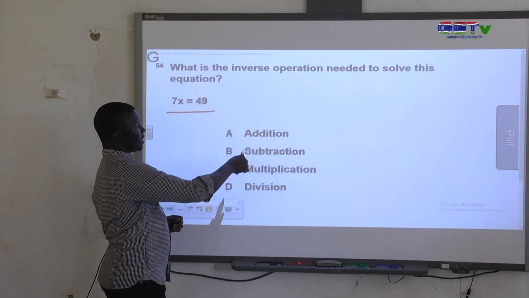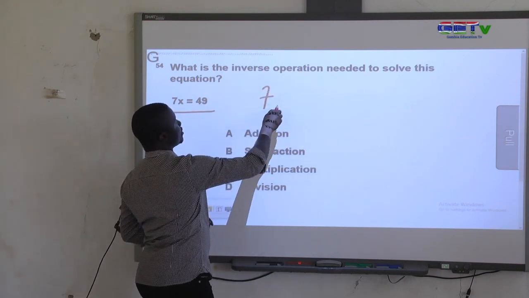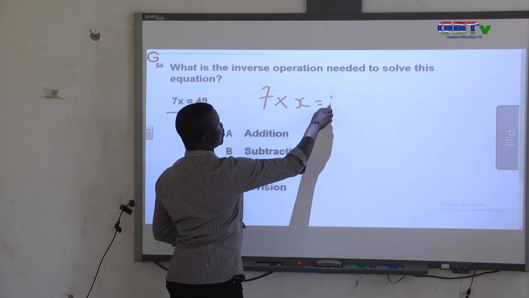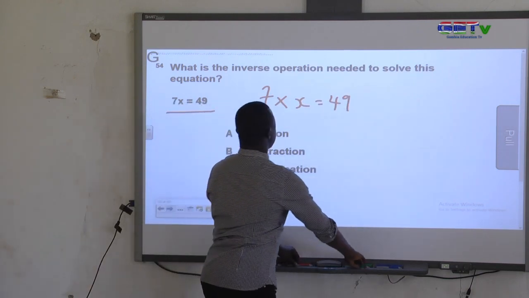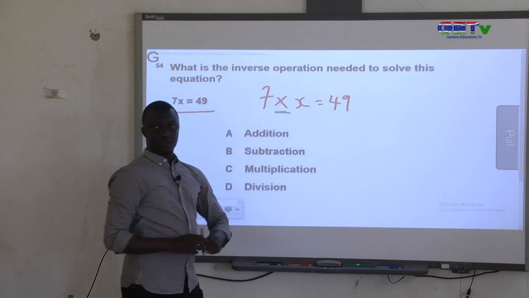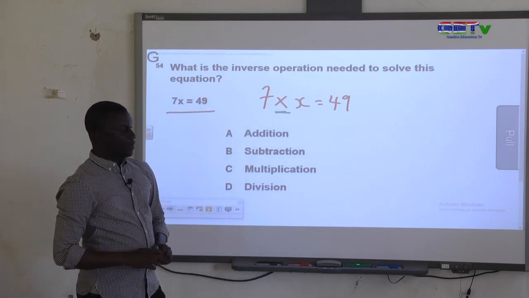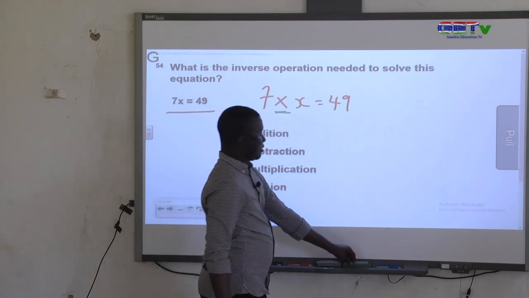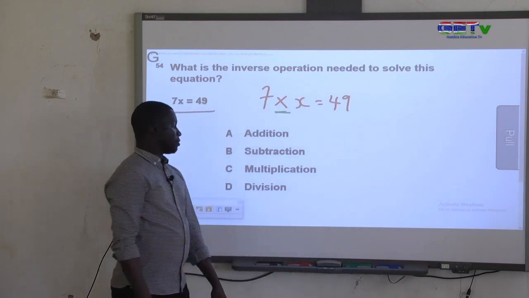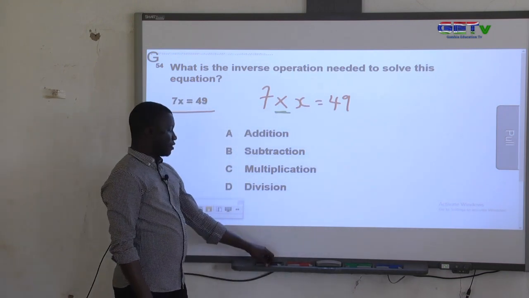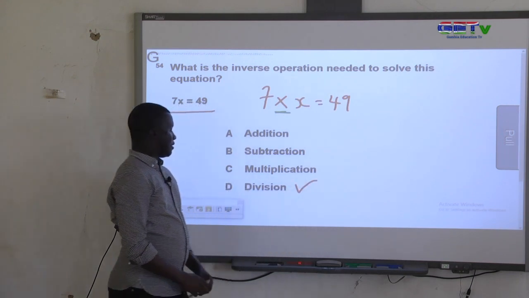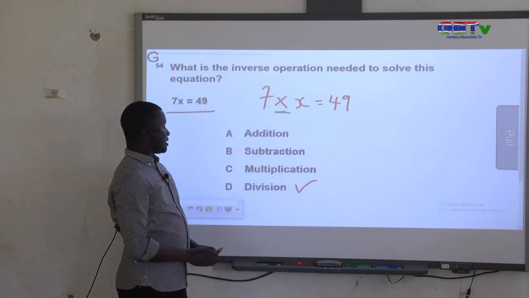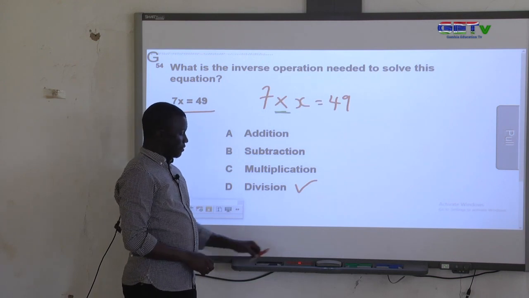7x equals 49 is definitely 7 times x equals 49. The operation we have here is multiplication. And we've discussed this before that the inverse of multiplication is division. So therefore, our correct option here is D, that is division.